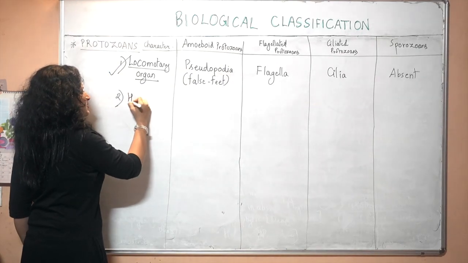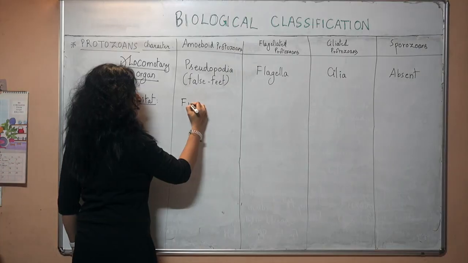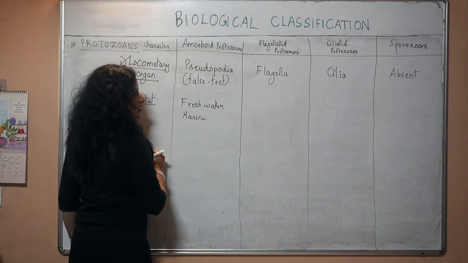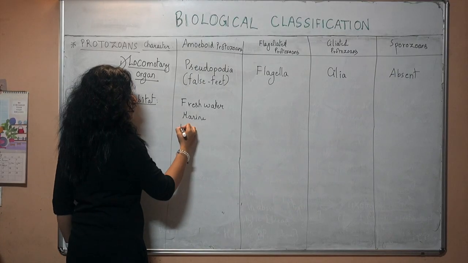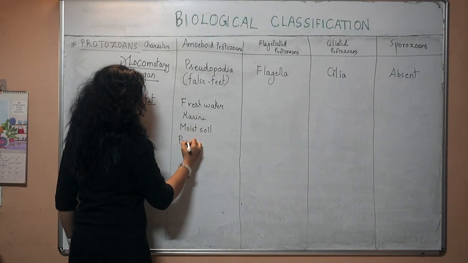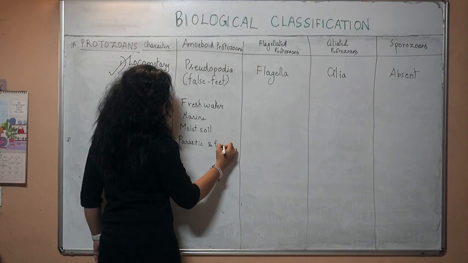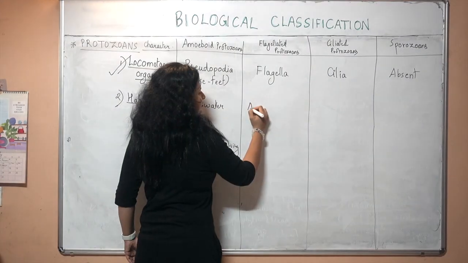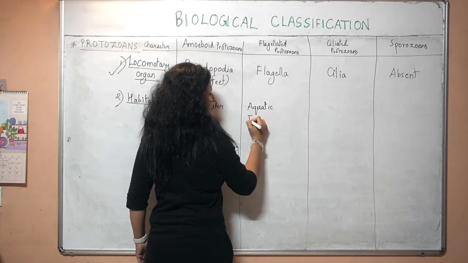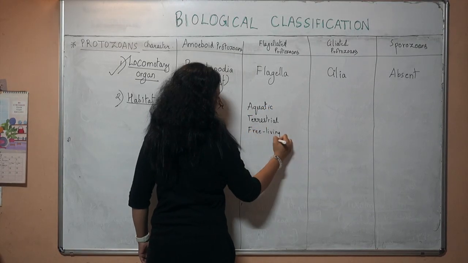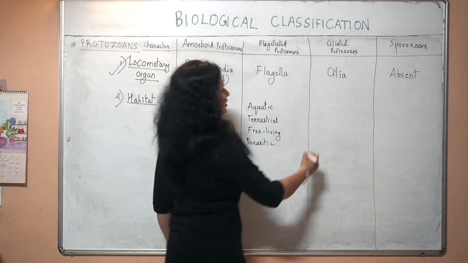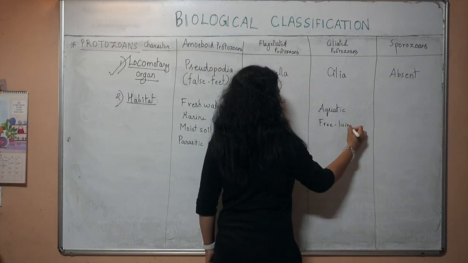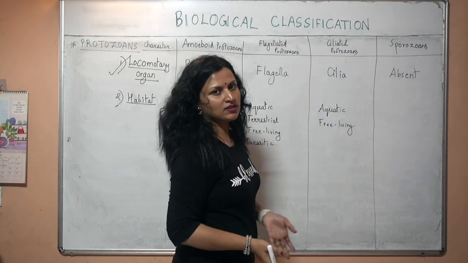Next point, habitat. Amoeboid protozoans live in fresh water also, marine also, both of which are aquatic habitats. They also live on terrestrial habitats like moist soil. They can be parasitic and free-living forms as well. What about flagellated protozoans? Flagellated protozoans are aquatic as well as terrestrial, free-living as well as parasitic forms. Ciliated protozoans are mainly aquatic and they are free-living forms. Free-living meaning not in association with any other organism.